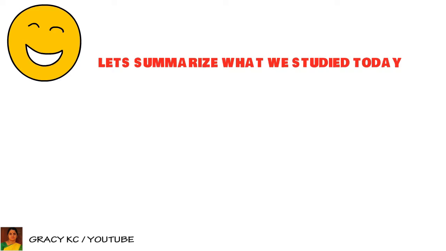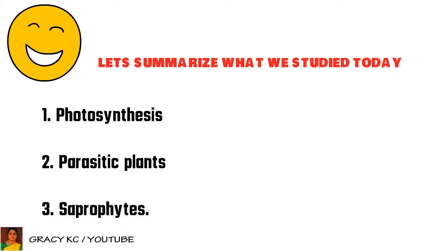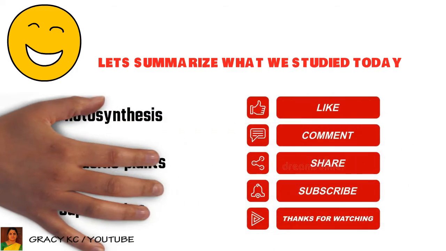Let's summarize what we studied today. We covered 3 important topics. First one is photosynthesis, then parasitic plants and saprophytes. Hope you understood this class.